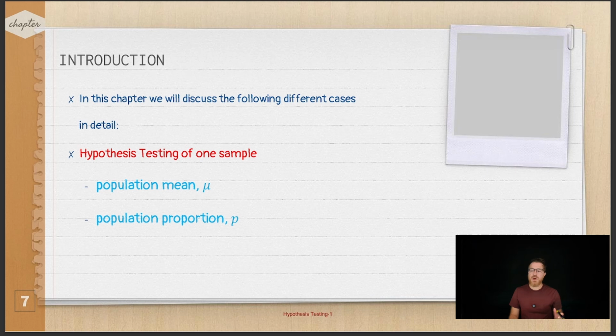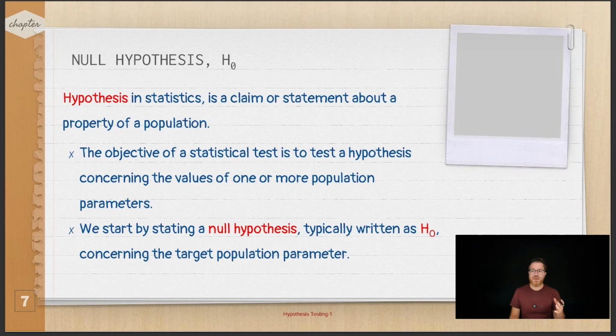Specifically for this course, we generally are going to be focusing on two main types of hypothesis tests. We're going to begin with hypothesis tests for the population mean mu, and then we can also do hypothesis tests on the population proportion p. So let's first start with what is a hypothesis.